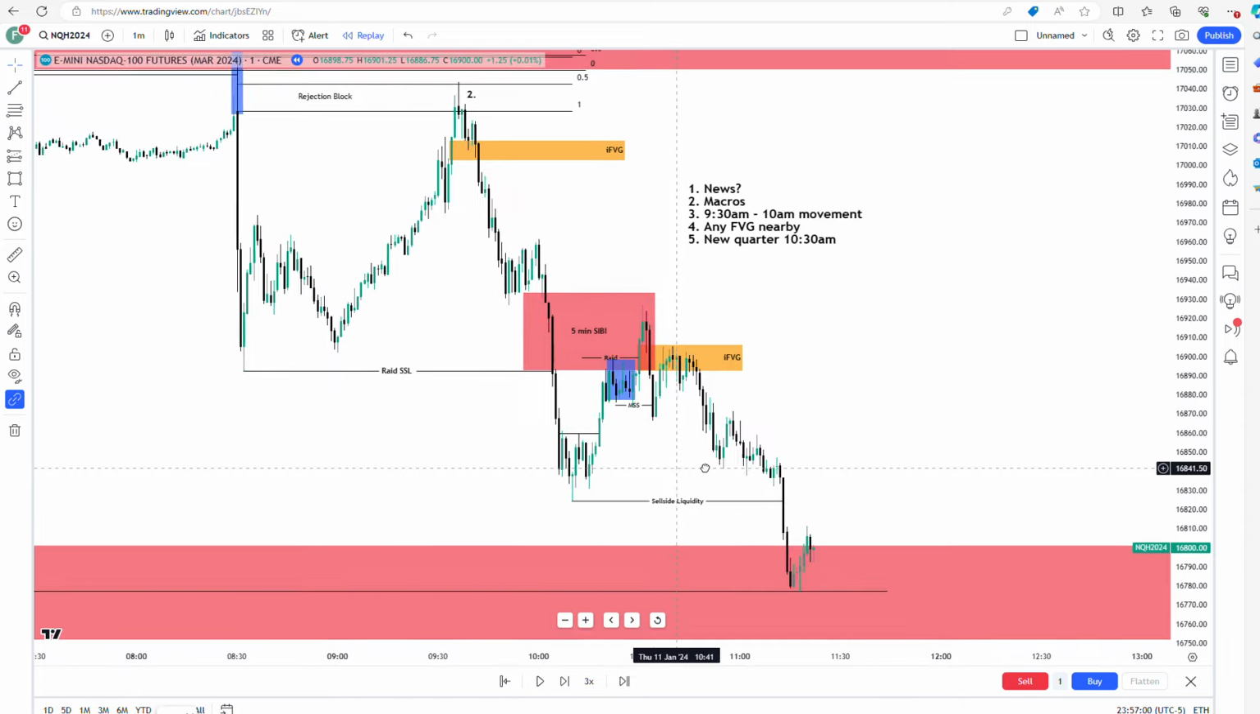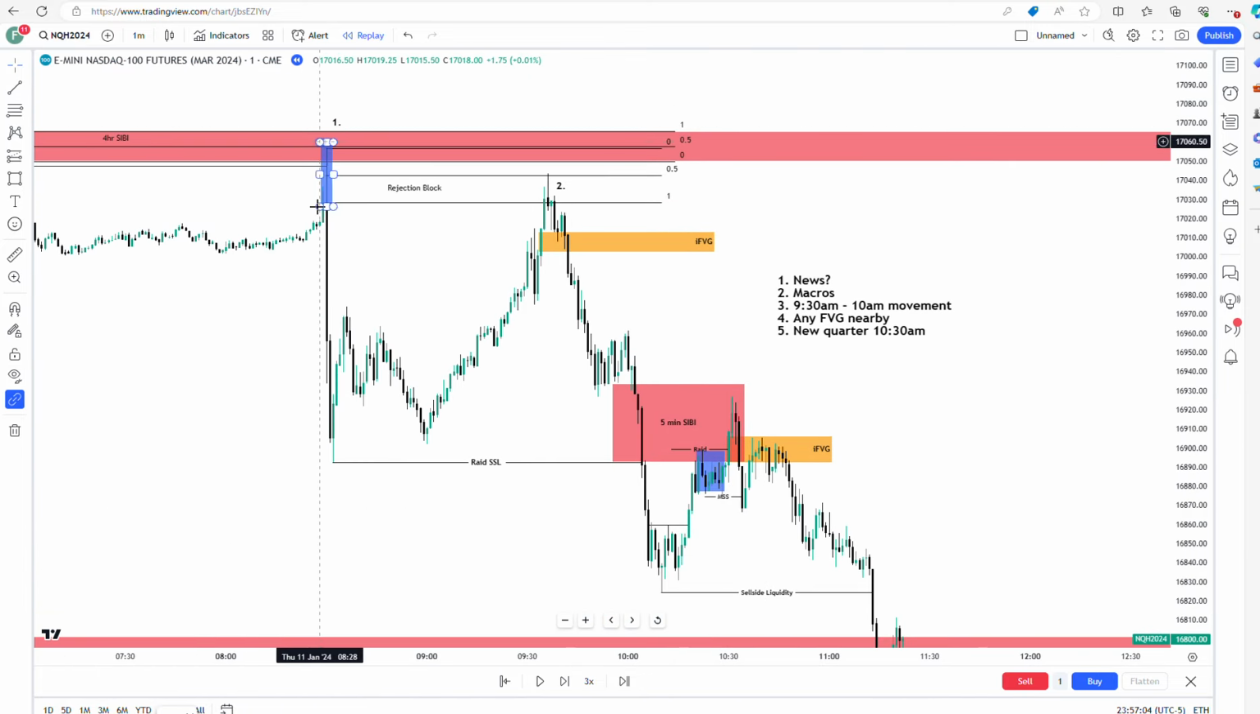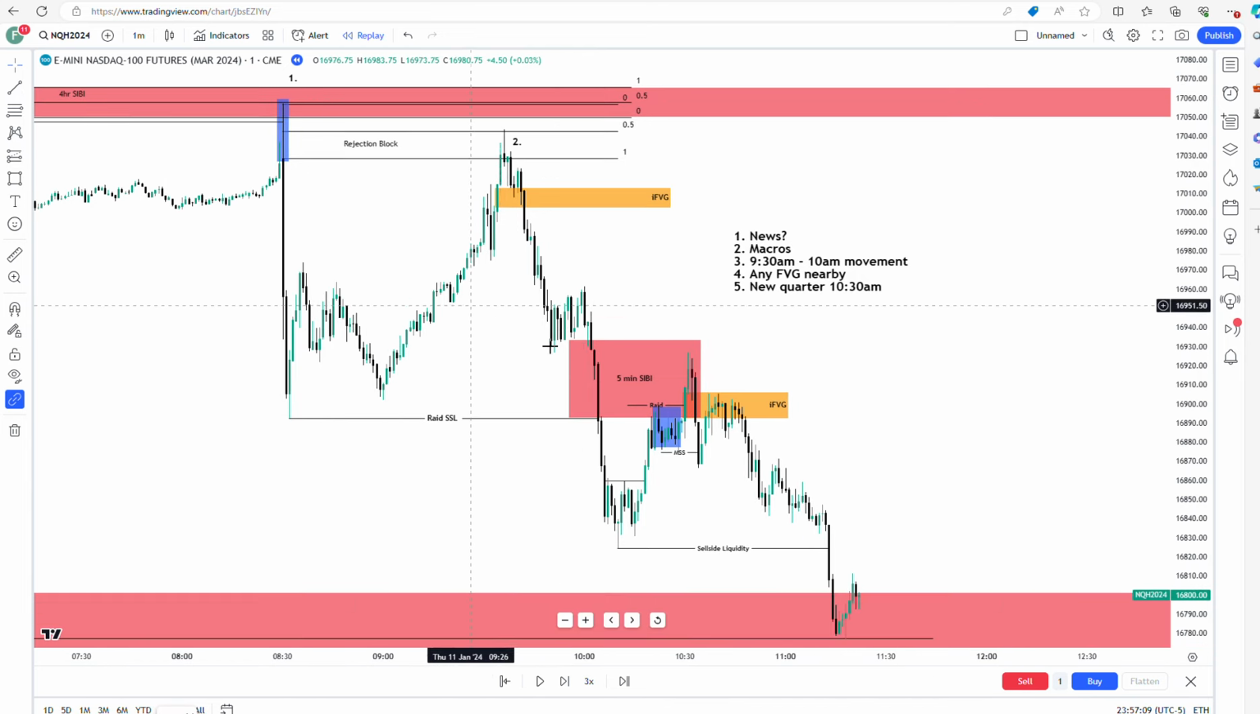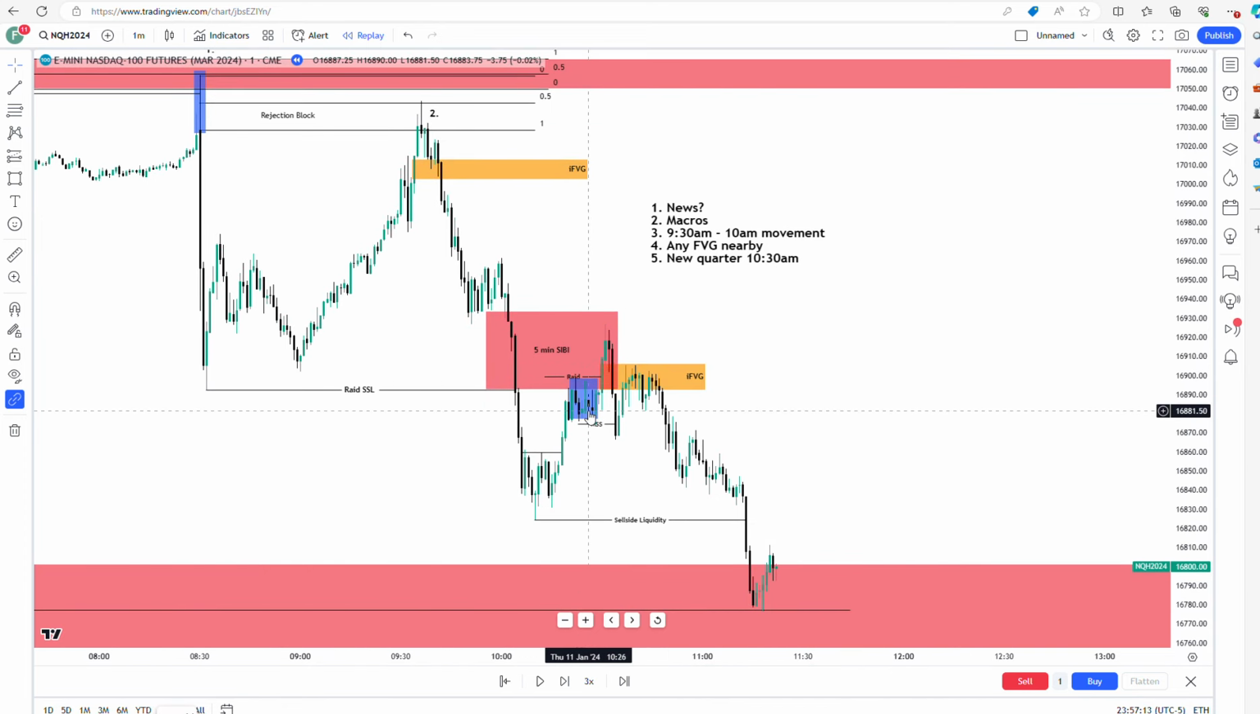So my advice is this, right? If we've had multiple reactions and it's been a heavy news day and we see a rejection block and a rejection from a higher time frame PDRA, just watch out for higher time frame imbalances. Now, by all means, if we didn't have this accumulation, manipulation, distribution, then it'd be different.